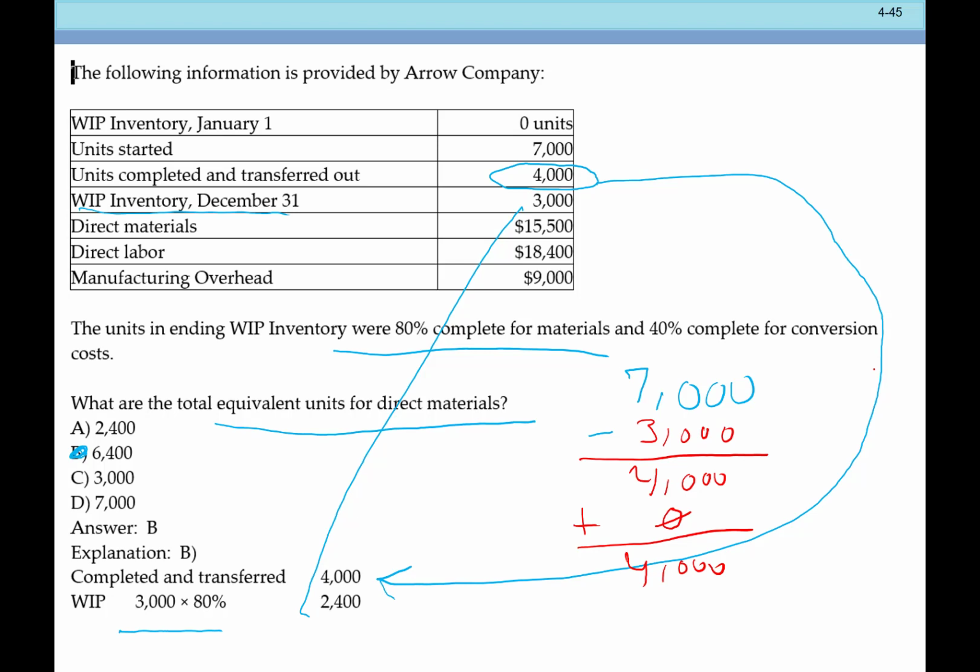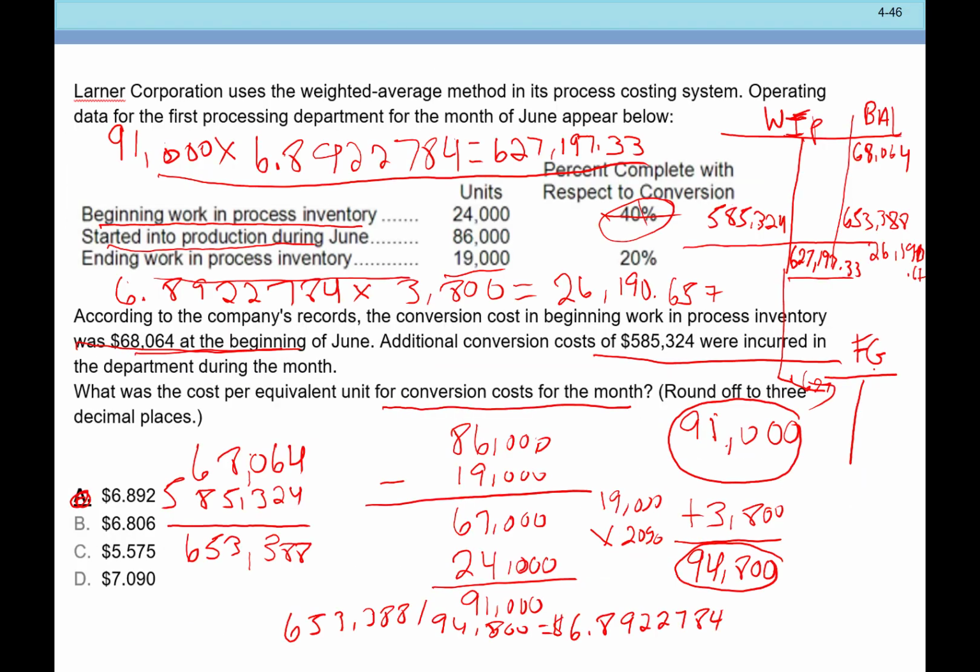Sorry, guys. So we have what? We have units completed and transferred out. So I bring that 4,000 down, and then they told me ending work in process was 3,000 times 80%, that's 2,400. We got the 6,400 here, right? Okay, good.